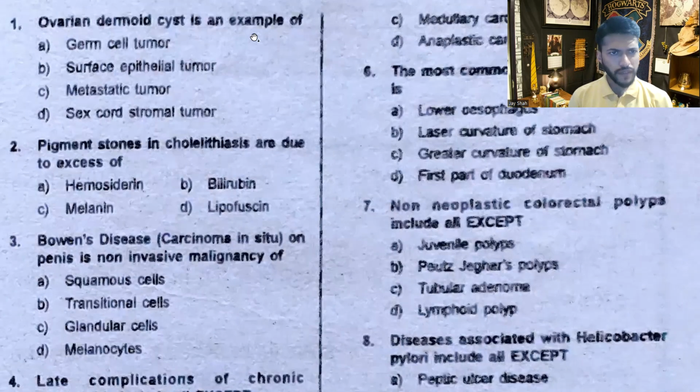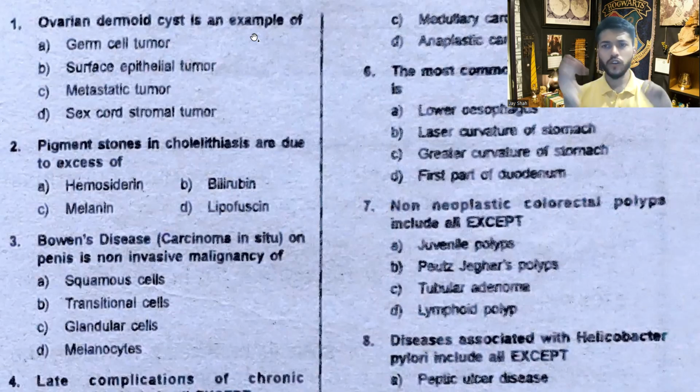That's basically your metastatic. Surface epithelial tumors are generally epithelioid, like the mucinous and serous types. And germ cell tumors, all. Dysgerminoma, which is the seminoma counterpart in females. Then you can have teratoma or dermoid cyst. You can have choriocarcinoma. You can have yolk sac tumors, embryonal carcinoma. All of them will be germ cell tumors. So the answer is dermoid cyst is an example of germ cell tumor.